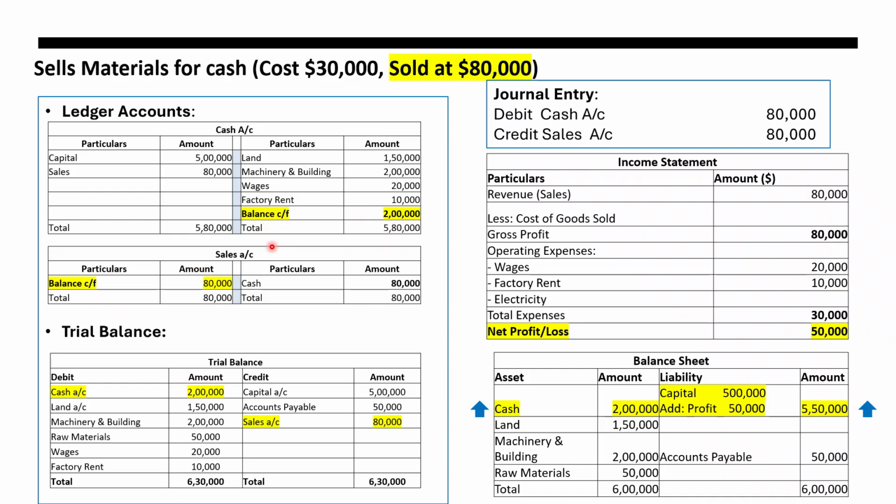Sales account is new, so we are crediting the sales account for 80,000. Sales account has a credit balance. So we will build the trial balance where we will update the cash account balance to 2 lakhs, and then we will add the sales account here, which shows a credit balance of 80,000. So trial balance tallies with a total of 6,30,000 on debit side as well as the credit side.